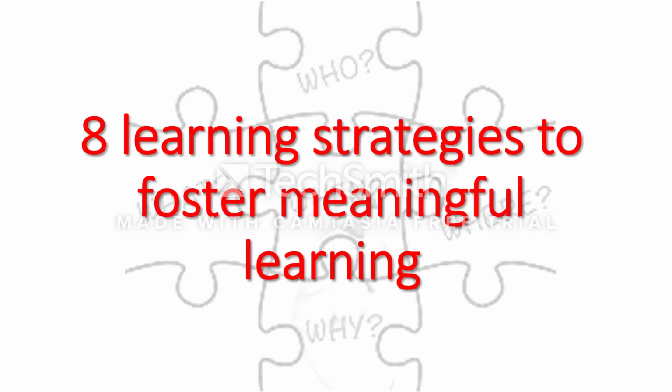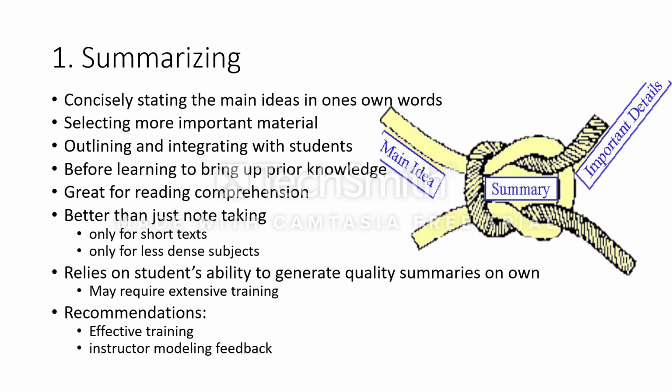There are 8 learning strategies that we're going to focus on today that foster meaningful learning using the generative learning ideology. The first is summarizing. Summarizing is concisely stating the main ideas into one's own words. When you do this, you're selecting the important material and you're outlining and integrating this material within your students. It's important to note that when one is summarizing, there's going to be a lot of prior knowledge integrating into that summary. This is a really great idea for reading comprehension in language arts classrooms.